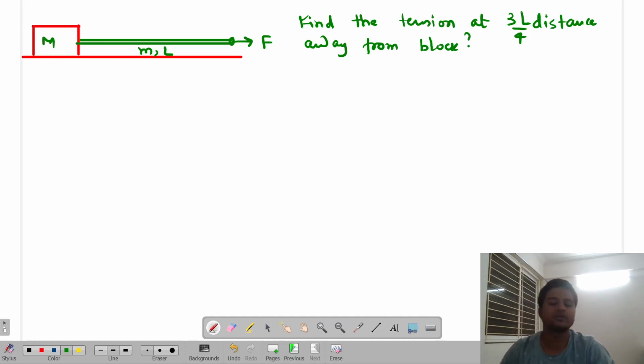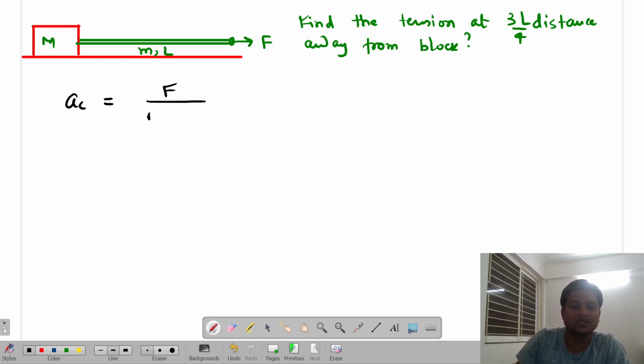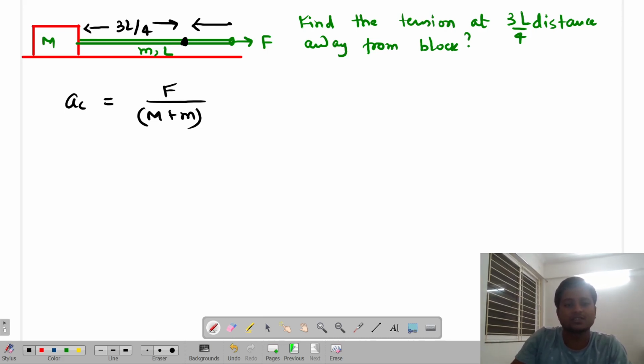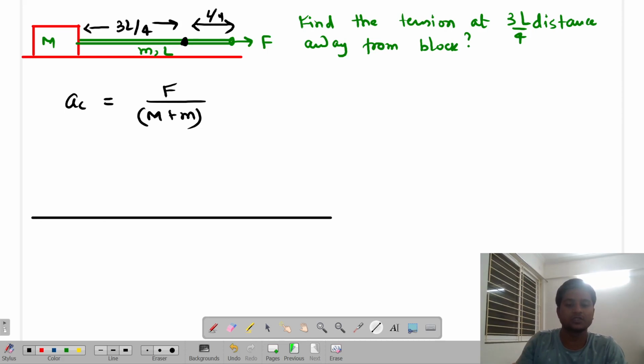The first step is what? Finding the common acceleration AC, isn't it? Common acceleration AC will be how much? Force F by the total mass which is getting pulled, M plus small m. Are you able to get me or not? Now it is asking 3L/4 distance. So this will be my 3L/4 distance away from my block or not. So the remaining distance will be how much? L/4, just that, right? So what is the second step? Divide the whole system.